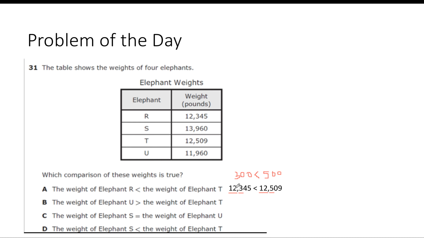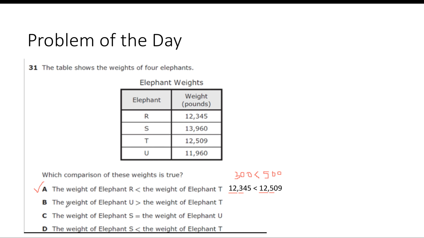12,345. And we found that because we saw that the 10,000s and the thousands place were equal in both of the numbers. So then we looked at the hundreds place. And we see that 300 is less than 500. So we know that this is true. Okay, so A is true. I'm going to keep going though, because I want to just definitely make sure that I have the right answer.